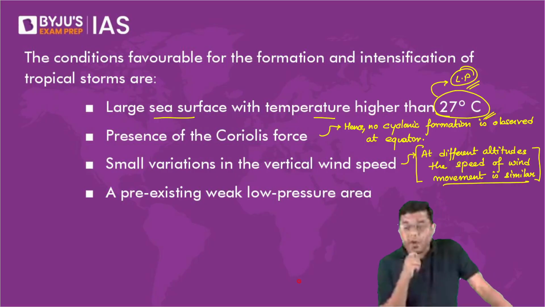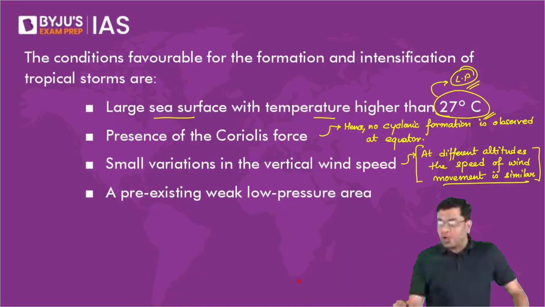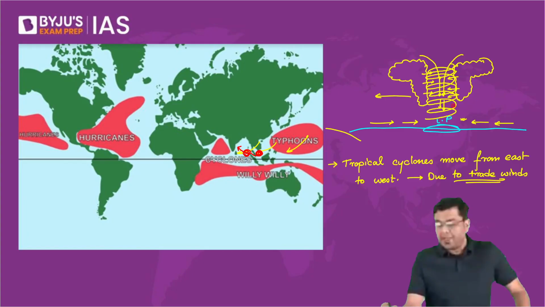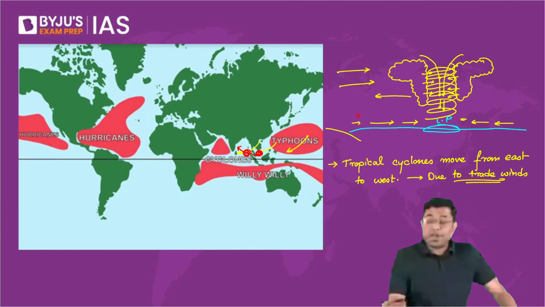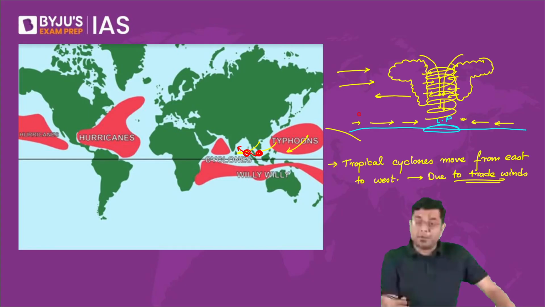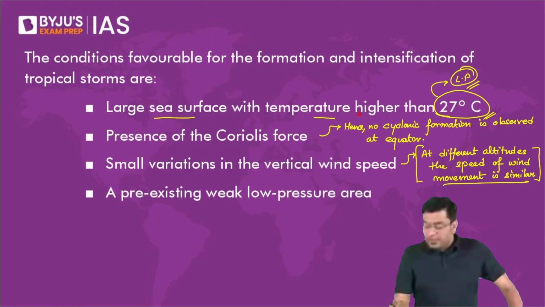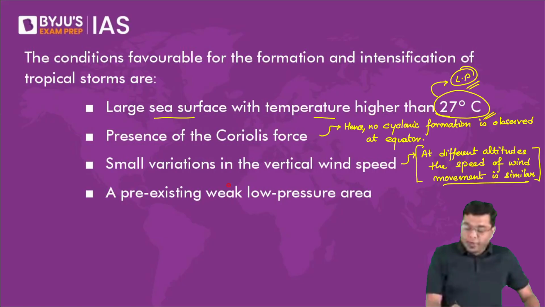Why is that a requirement? Apply your logic here. Imagine if you have a cyclonic circulation, as we have seen. Imagine if the wind speed at this level is very, very high as compared to the wind speed near the ground surface. Whatever kind of cloud formation will be observed will be immediately blown away by the wind. So in order to have the entire circulation develop in itself, you need a small variation in the speed at various different levels. That is another requirement.